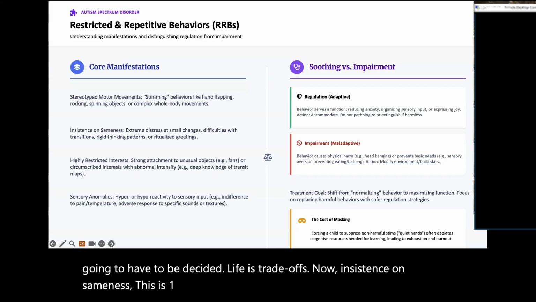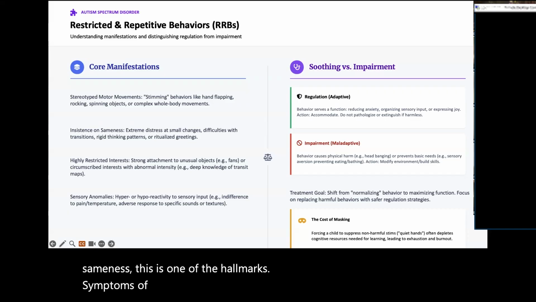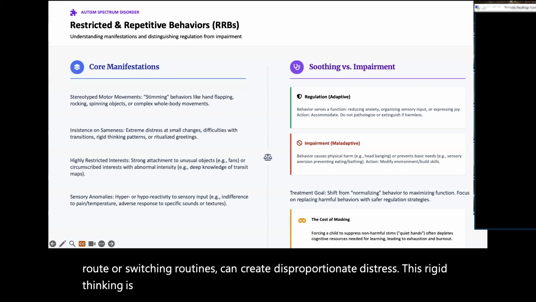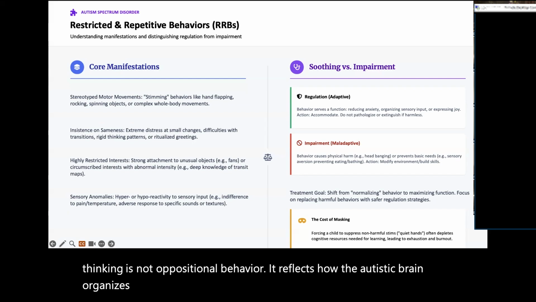Now, insistence on sameness. This is one of the hallmark symptoms of autism. Small changes like moving a toy or taking a different route or switching routines can create disproportionate distress. This rigid thinking is not oppositional behavior. It reflects how the autistic brain organizes predictability and reduces uncertainty.